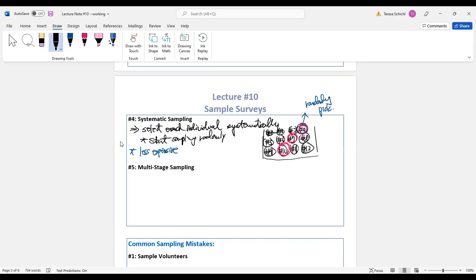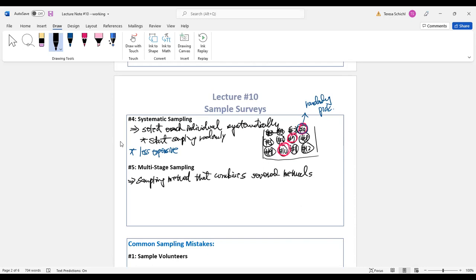Okay, the last sampling method we call multi-stage sampling. That means a sampling method that combines several methods together, and it's called multi-stage sampling.